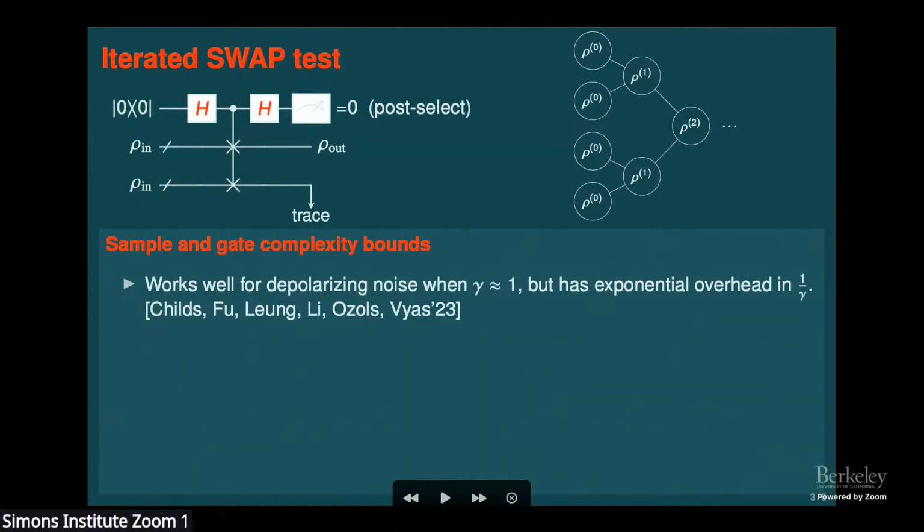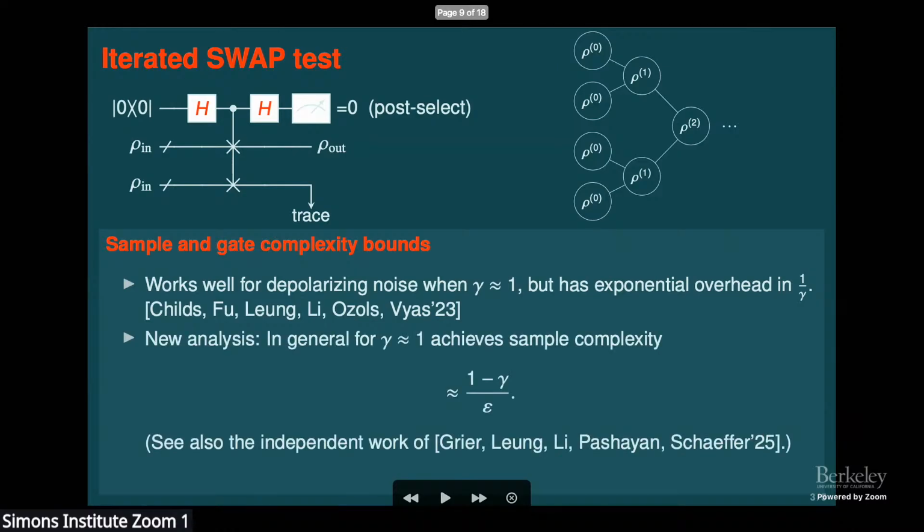And so you can analyze this procedure, which was proposed by Childs, Fu, Lang, Li, Ozols, and Vias in 2023. And they showed that for depolarizing noise, when the top eigenvalue is close to 1, it actually works very nicely. But unfortunately, the performance decays exponentially as the fidelity of the input state goes down. And so we looked more closely at this protocol and showed that you don't have to have this depolarizing assumption.